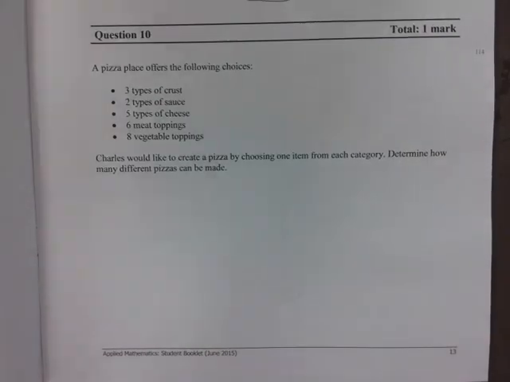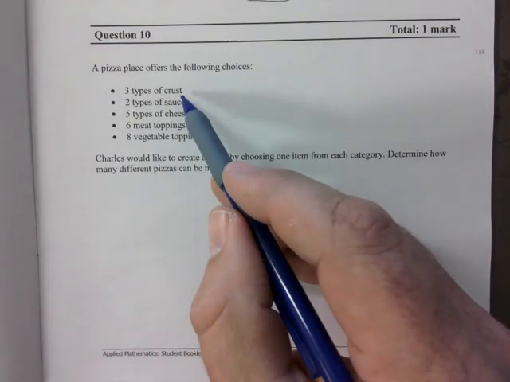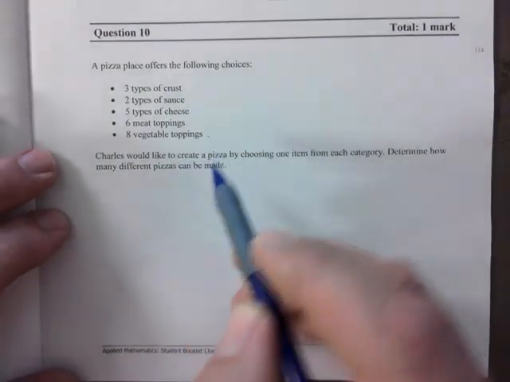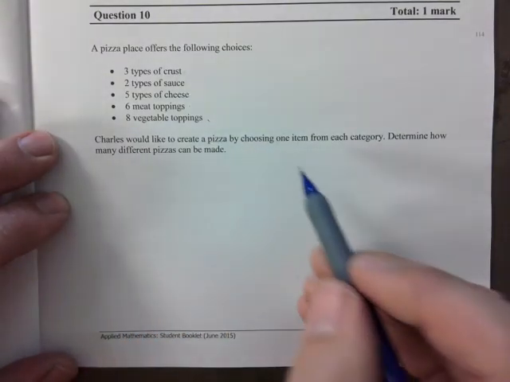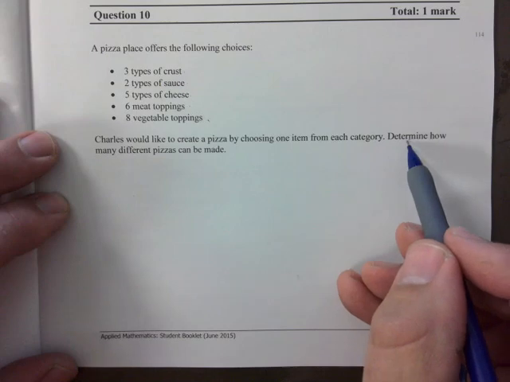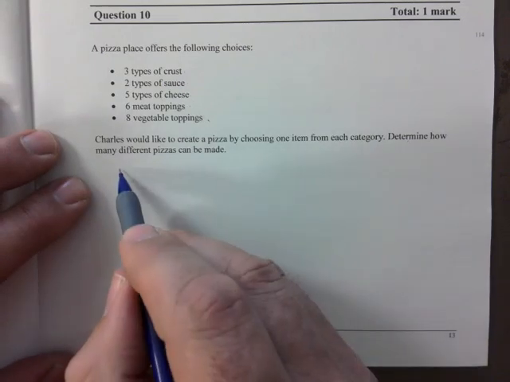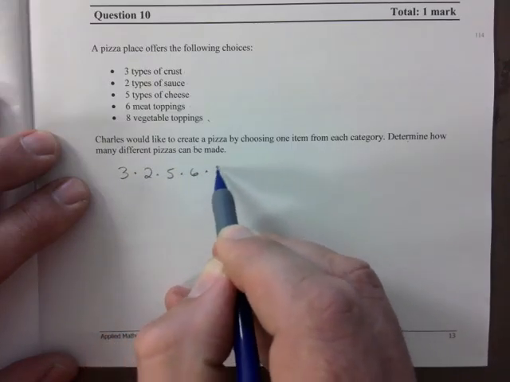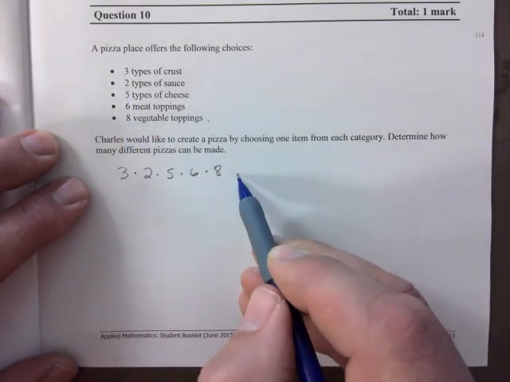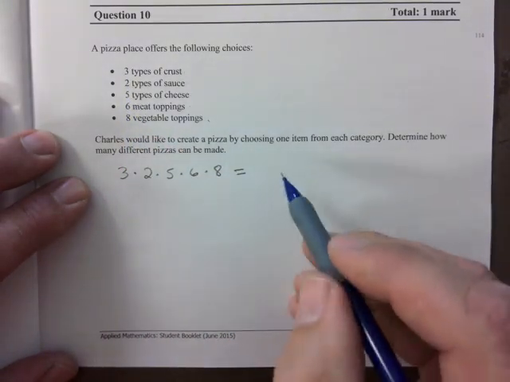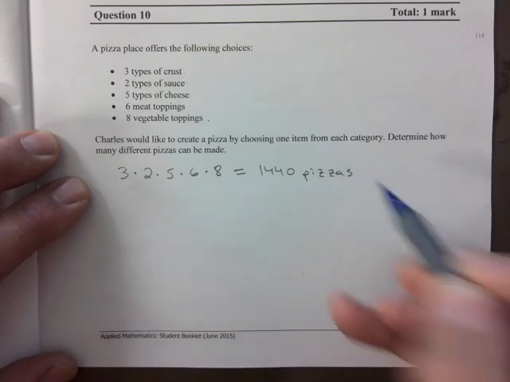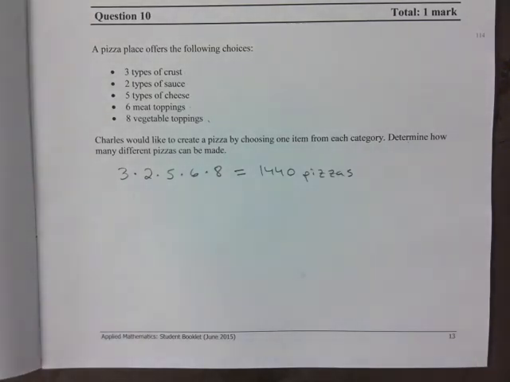Next. Pizza place offers crust, sauces, cheese, toppings, and more toppings. Charles would like to create a pizza by choosing one item from each category. Determine how many different pizzas can be made. This is just a classic 3 times 2 times 5 times 6 times 8. You just multiply all those categories, and that would be 1,440 pizzas. It's a one marker.